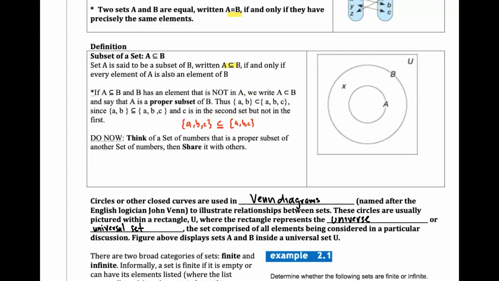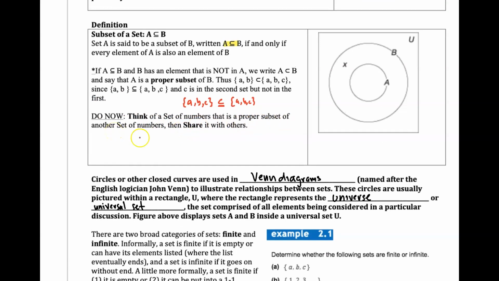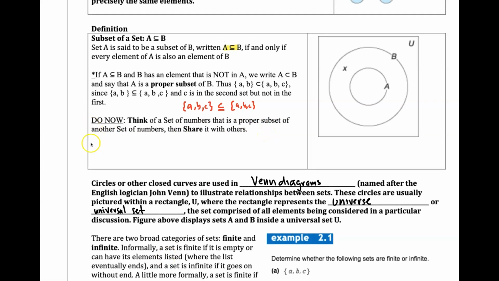And then a quick think, pair, share here, if we're in class: think about a set of numbers that is a proper subset of another set of numbers and then share with others. So think about that real quick and I'll put one down. One way that I would think about this is we'll start with natural numbers, right? What are natural numbers? We'll go over that again too, but officially they're the numbers 1, 2, 3, continuing on, 4, 5, and 6, and so on. Those are what we call natural numbers: 3, 4, dot, dot, dot, going on forever.